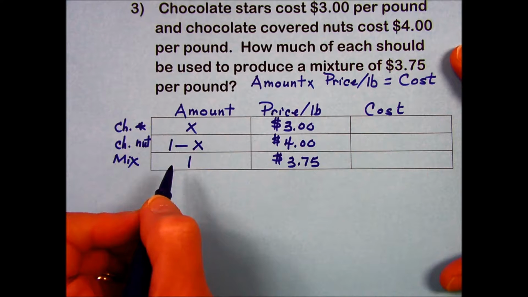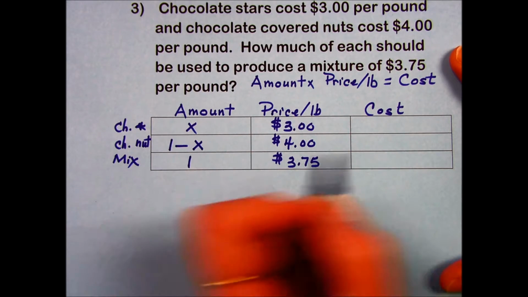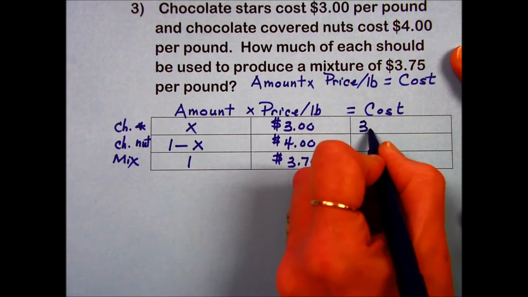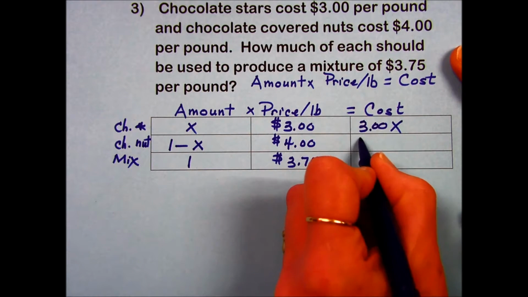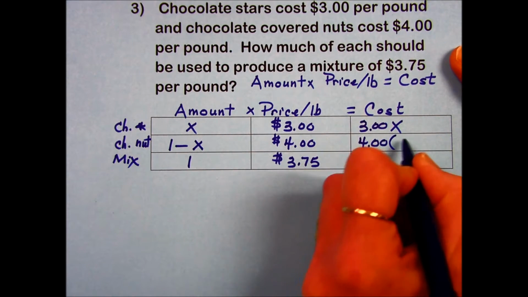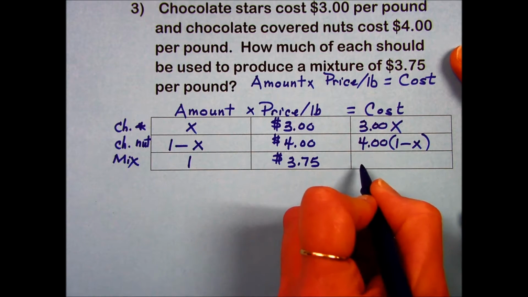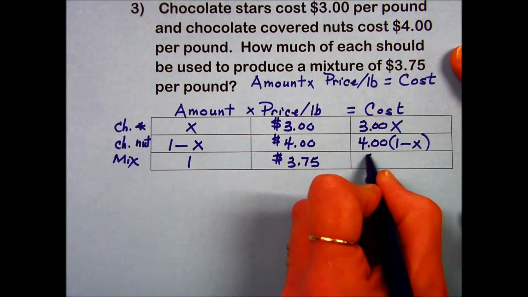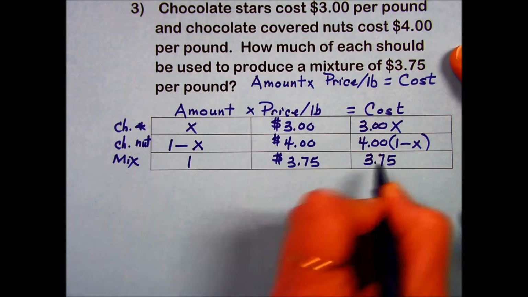Filling out the third column then, we're going to multiply the amount times the price to give us the cost. We'll have $3 times X. We'll have $4 times the amount, which is the quantity 1 minus X. And 1 pound at $3.75 is $3.75.